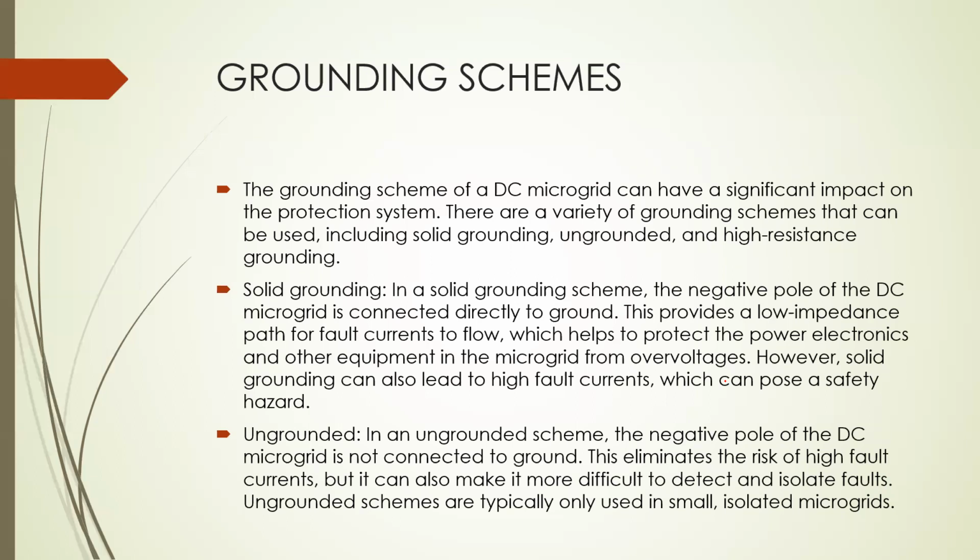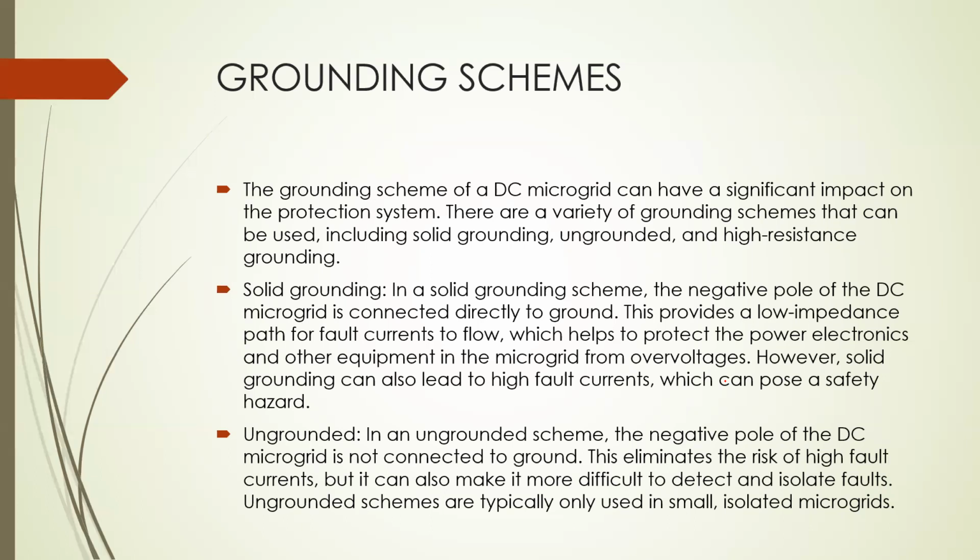In a solid grounding scheme, the negative pole of the DC microgrid is connected directly to the ground. This provides a low impedance path for the fault currents to flow, which helps to protect the power electronics and other equipment in the microgrid from overvoltages. However, solid grounding can also lead to high fault currents, which can pose a safety hazard.